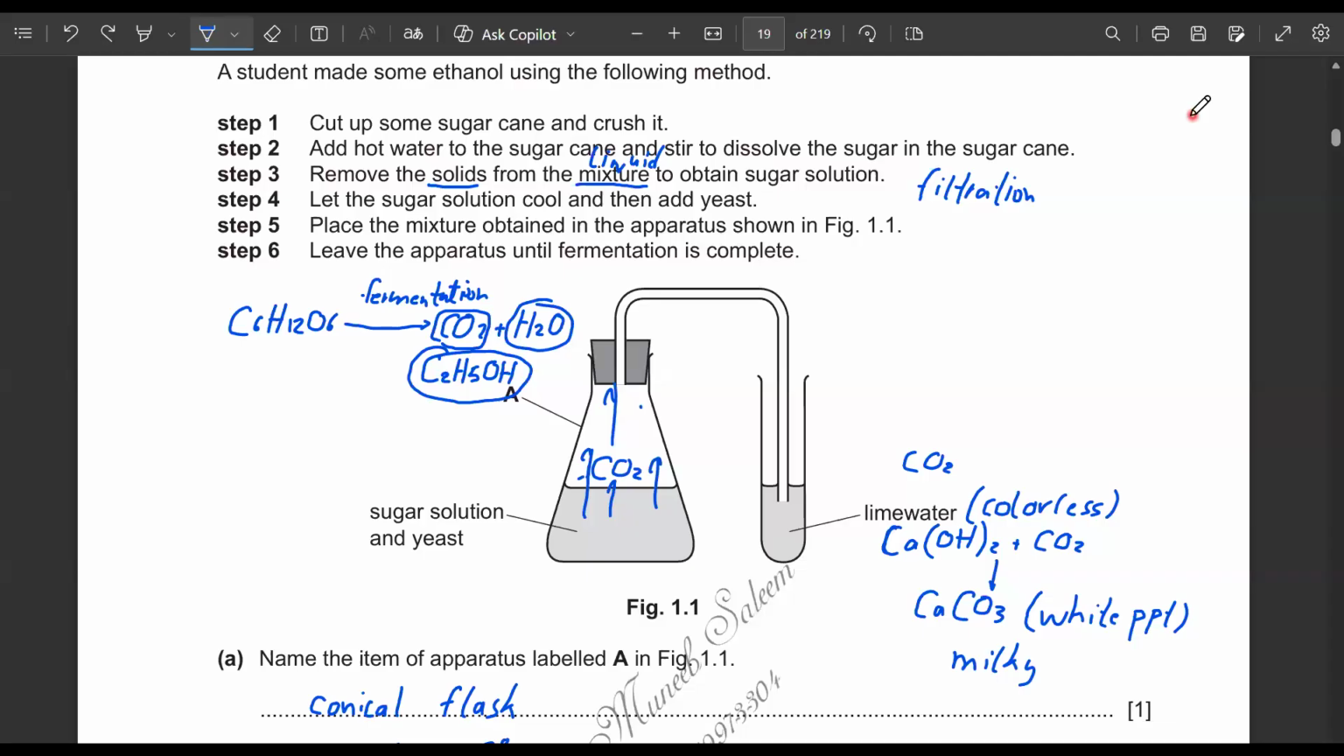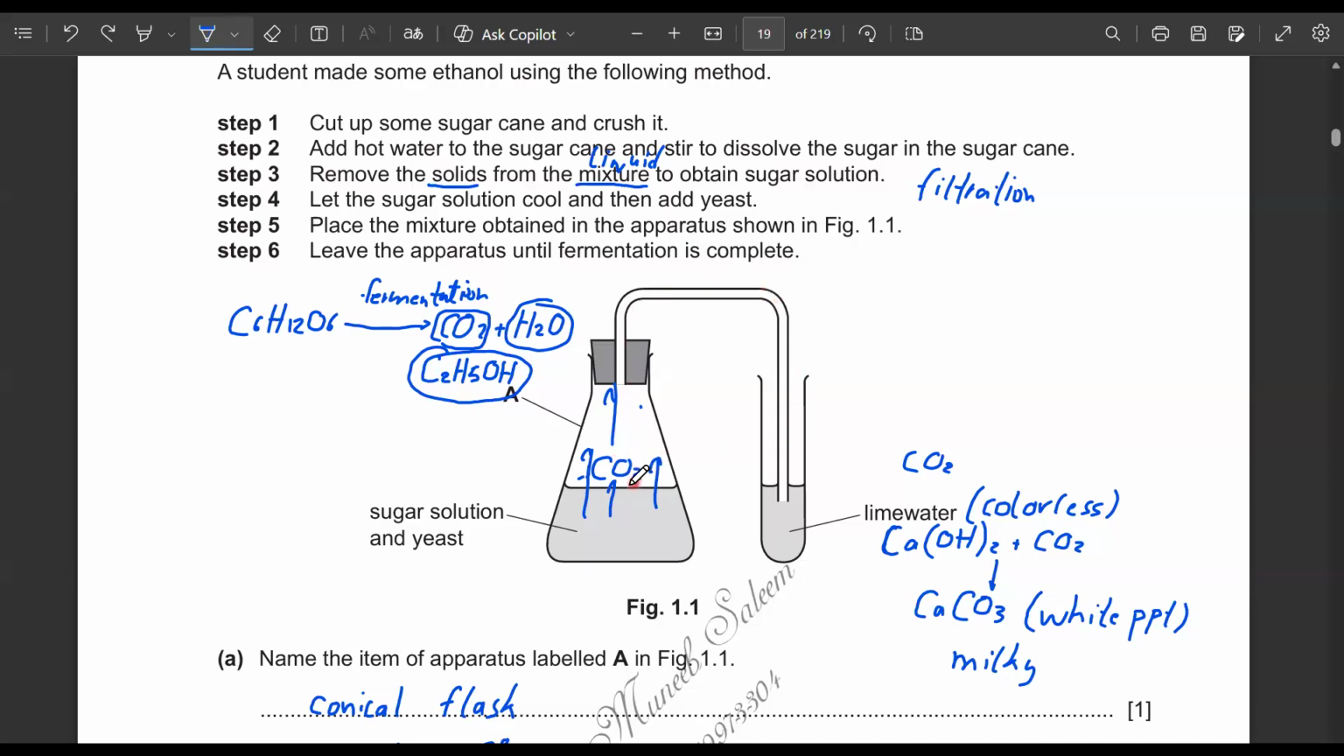so as we were saying, the carbon dioxide is coming out from the tube. All right, so carbon dioxide is moving into the delivery tube and into the test tube.